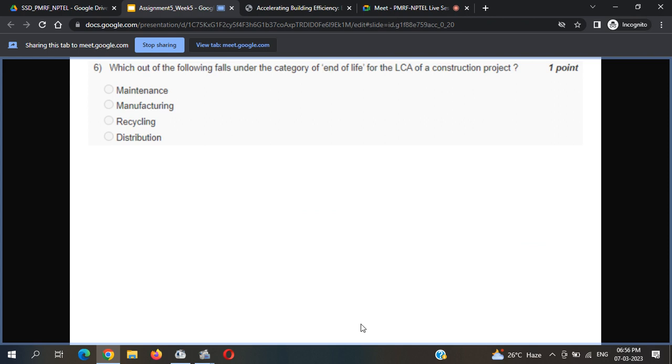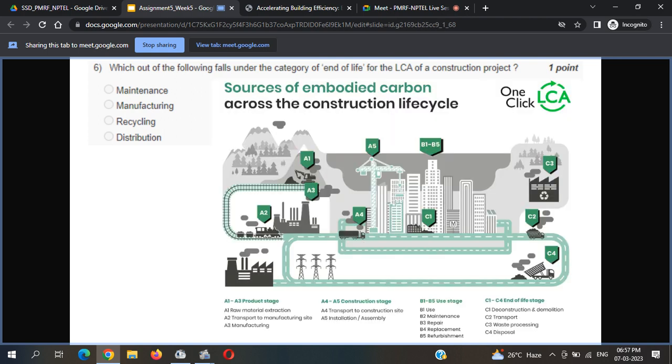So the next question is, which of the following falls under the category of end of life for the LCA of a construction project? Then you are given four options: maintenance, manufacturing, recycling, and distribution. So for any construction project, there are four different stages, as we saw in the WRI publication also.